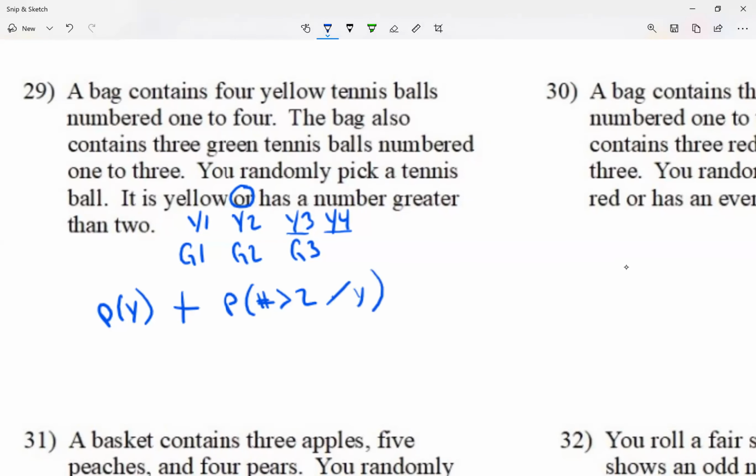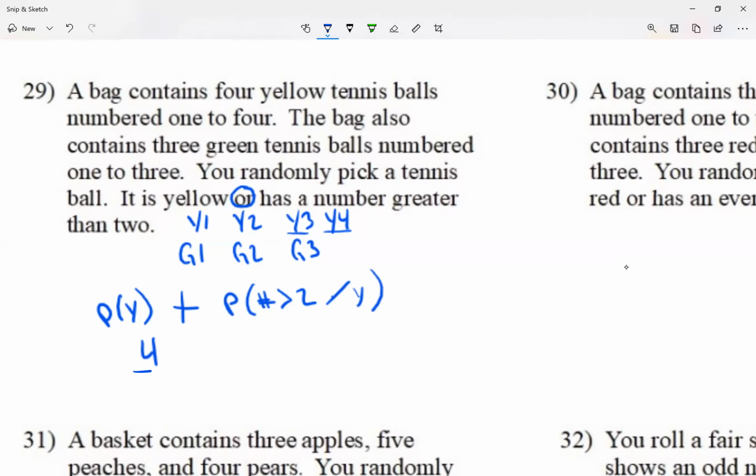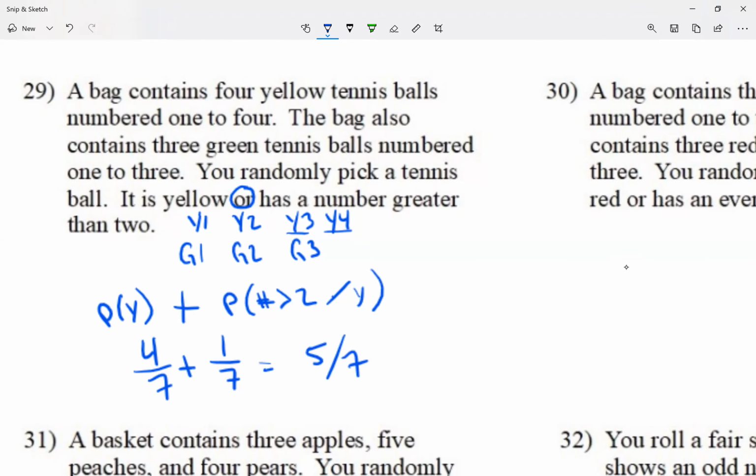To begin with, the probability that it's yellow is 4 out of 7. Now, the probability that it's greater than 2 but not yellow, basically a number greater than 2 but it's green, I have 1 out of 7. 4/7 plus 1/7, common denominators. This gives me 5/7.